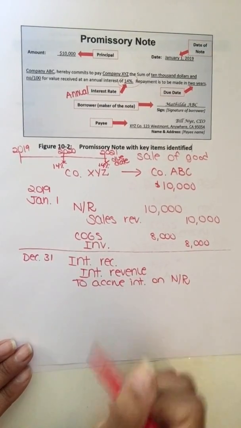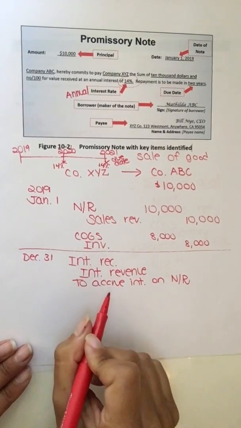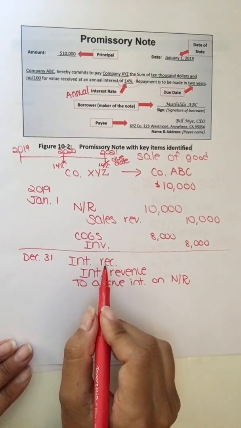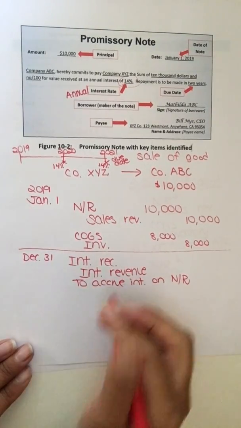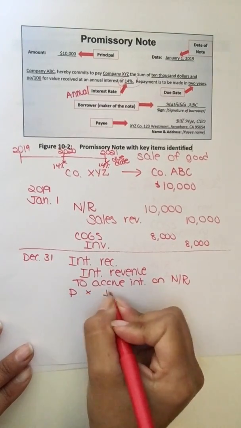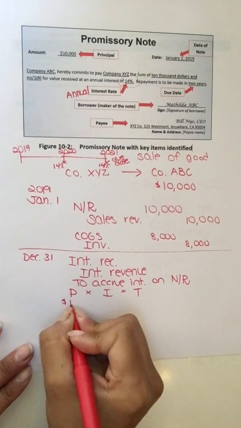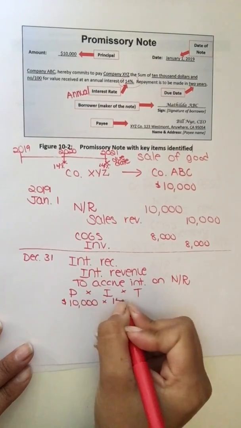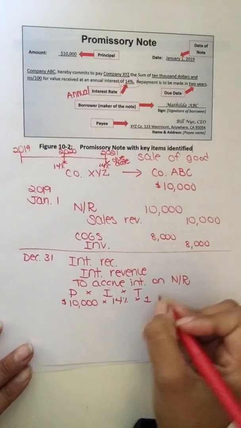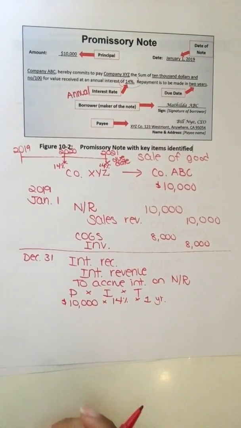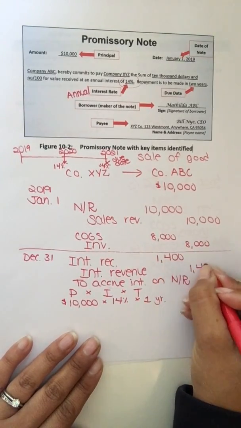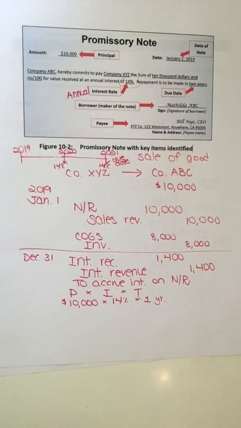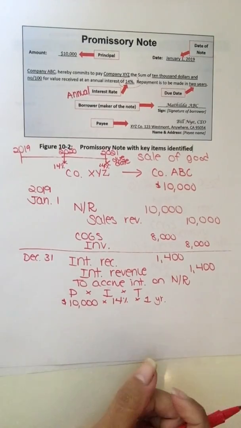And remember that word accrue from chapter, what was it, 4? When we accrue revenue, we always debit a receivable, we always credit a revenue. So we're following those same rules that we learned back then. All right, let's figure out the amount. Your formula is principal times interest times time. The principal is $10,000. The annual interest rate is 14%, and it's been 1 year. Okay, so math that out. You should get 1,400. So that's your journal entry that you will make December 31st, 2019.